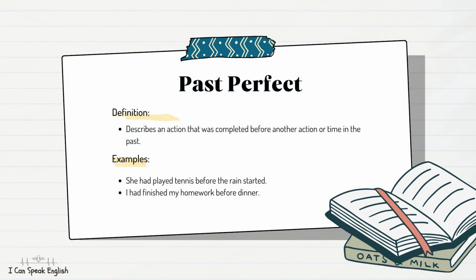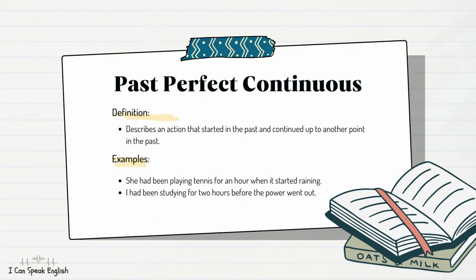Past perfect describes an action that was completed before another action or time in the past. Examples: she had played tennis before the rain started. I had finished my homework before dinner. Past perfect continuous describes an action that started in the past and continued up to another point in the past. Examples: she had been playing tennis for an hour when it started raining. I had been studying for 2 hours before the power went out.